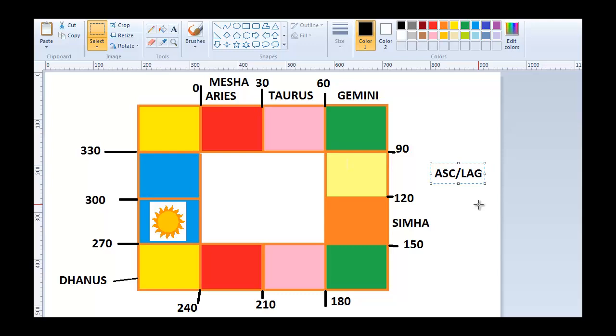To understand that, we need to know what is actually the ascendant or the lagna. The ascendant or the lagna actually is a result of Earth's rotation around its axis. So the ascendant is actually the sign that rises on the eastern horizon at the time a person is born.